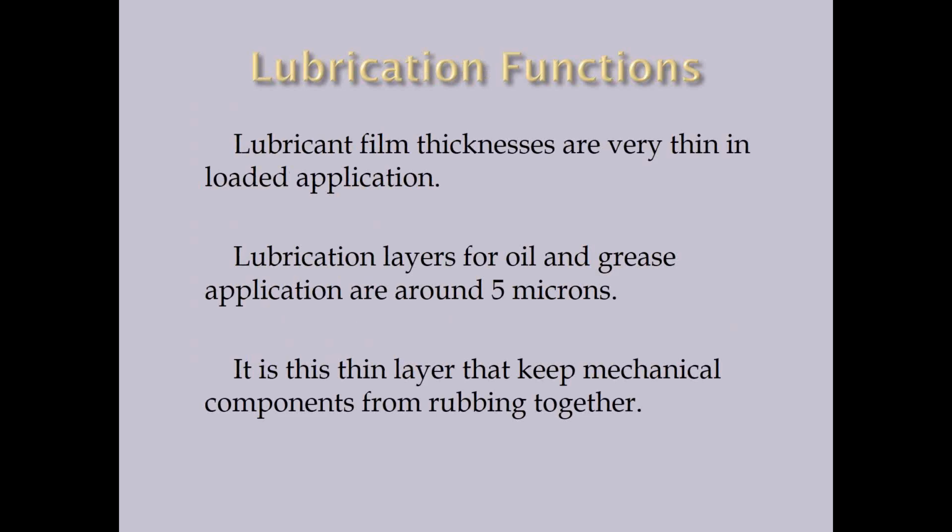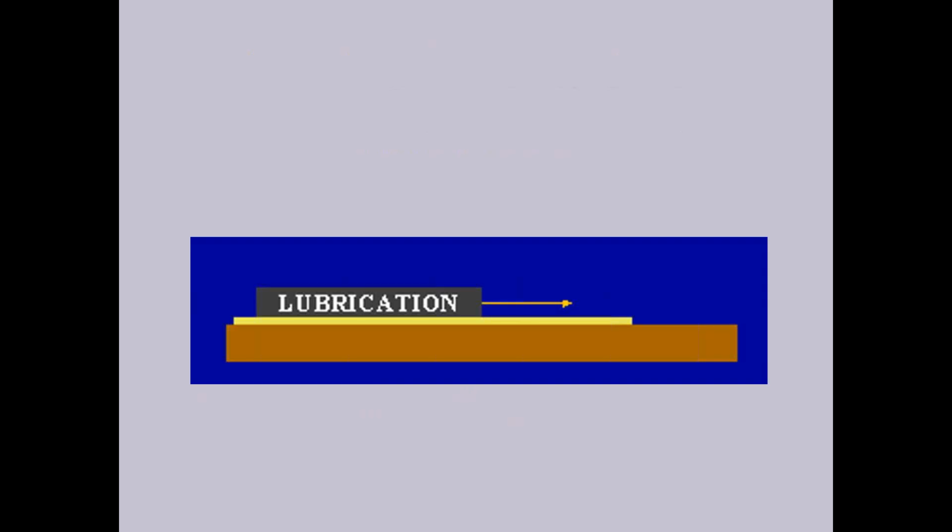But like I said a couple slides ago, lubricant film thicknesses are very thin in a loaded application. Lubrication layers for oil and grease applications are around 5 microns. Now, 5 microns, as we'll see later, is the size of a red blood cell. So it's these thin layers that keep the components from rubbing together and keep the components from wearing out.